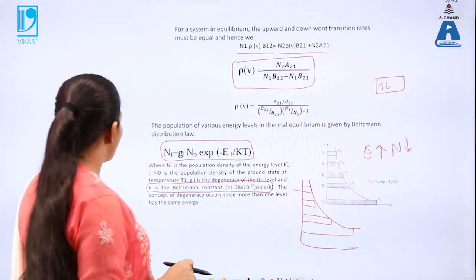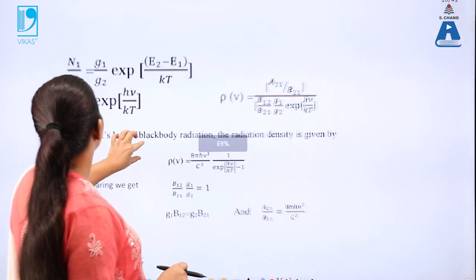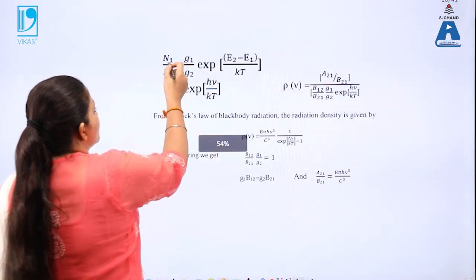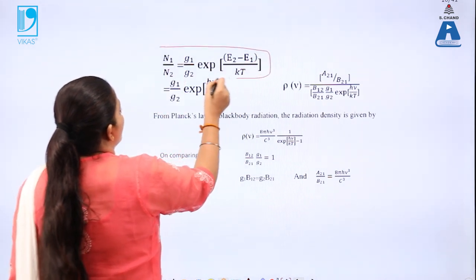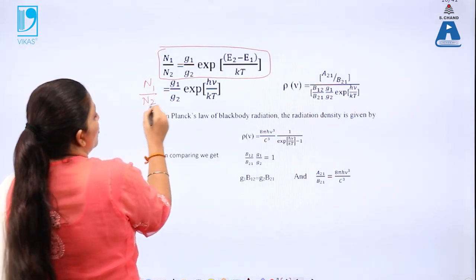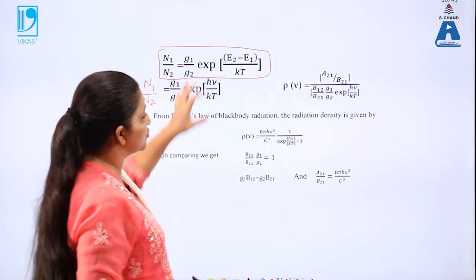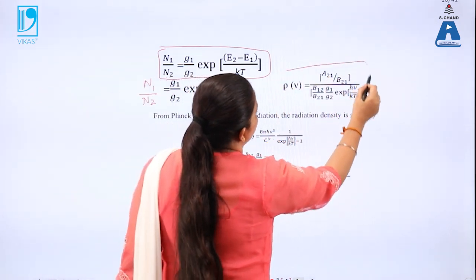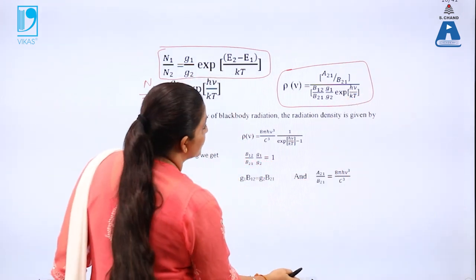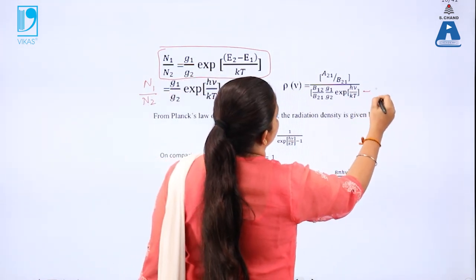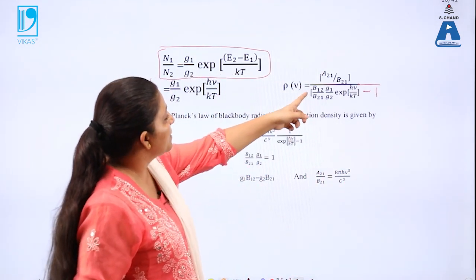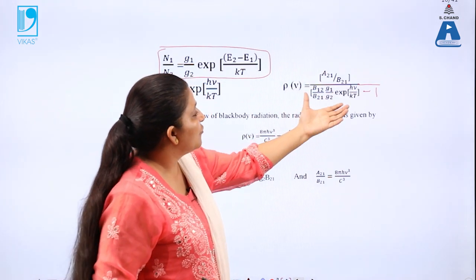Now on comparing these two equations, for the two states, N1 upon N2 can be written as this. This is the number of atoms present in the states N1 and N2. On comparing these two situations, we will get rho nu, which is given by this relation. This is the relation for the energy density. On comparing these two, we get this equation for the rho density.